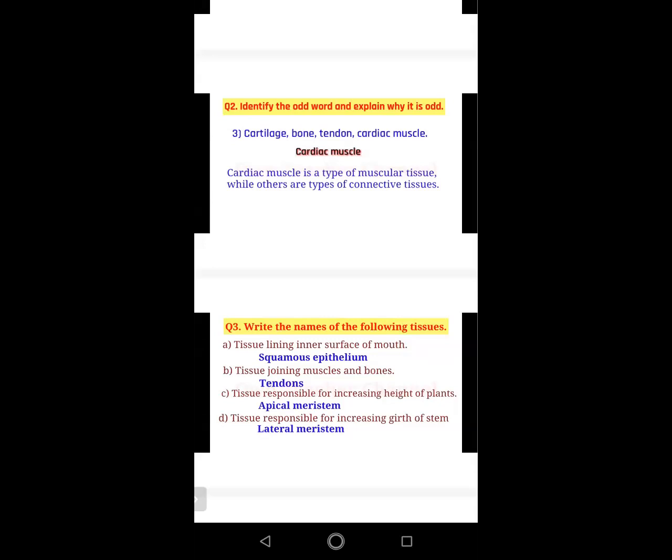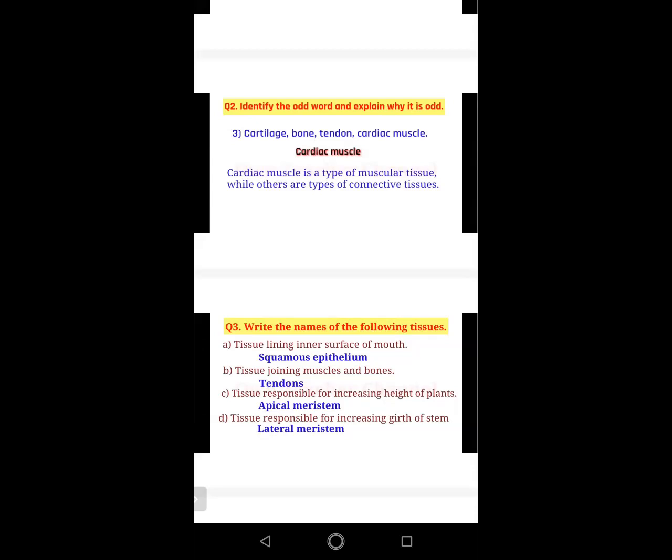Question number A: tissues lining the inner surface of the mouth. What is the name of that tissue? It's a squamous epithelium. Listen, students, some of the words have different pronunciations. Typically you find such words, so pronounce them properly. Some students say it wrongly. Don't spell or say such wrong words. It's squamous epithelium.